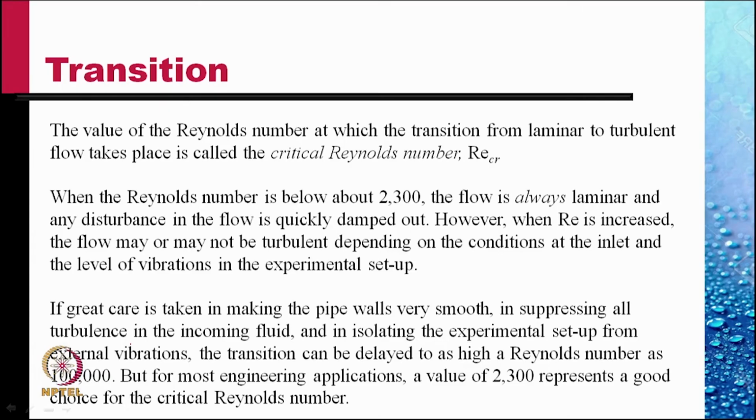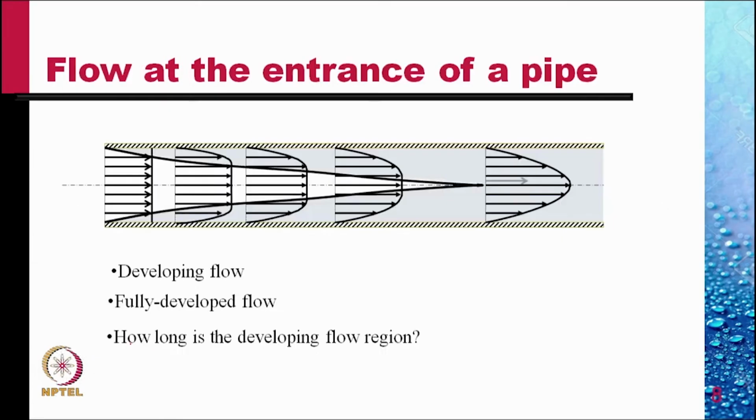If great care is taken in making the pipe walls very smooth and in suppressing the turbulence in the incoming fluid and in isolating the experimental setup from external vibrations, the transition can be delayed to as high a Reynolds number as 100,000. But for most engineering applications, a value of 2,300 represents a good choice for the critical Reynolds number.